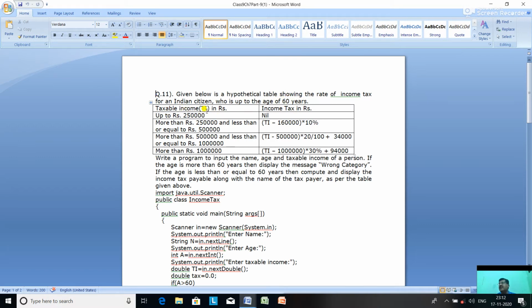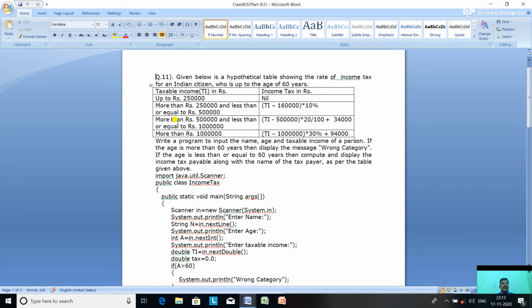Taxable income TI in rupees, income tax in rupees. So if the taxable income is up to rupees 2,50,000, then income tax is nil, means nothing, zero. If the taxable income is more than rupees 2,50,000 and less than or equal to rupees 5 lakh, then the income tax is taxable income minus 1,60,000, 10% of it. Okay. Alright.